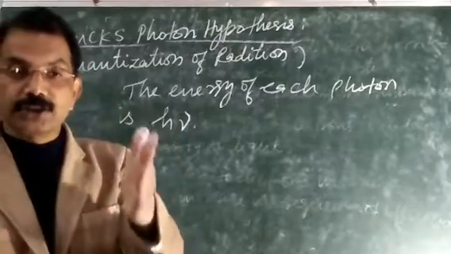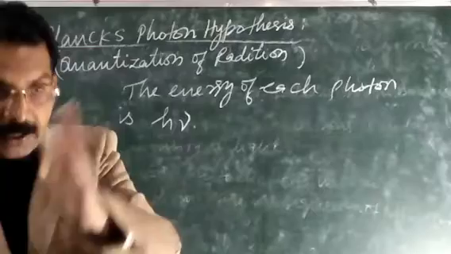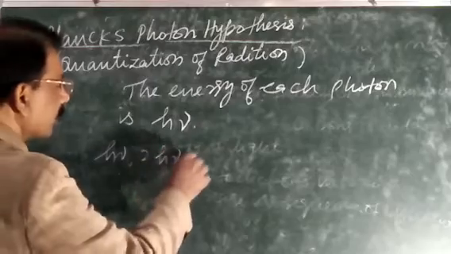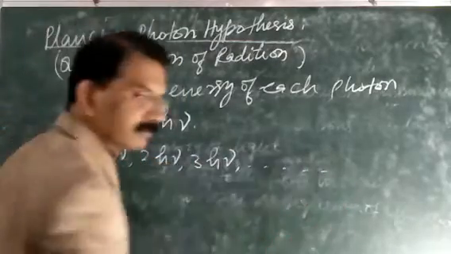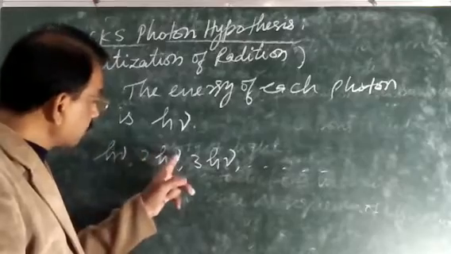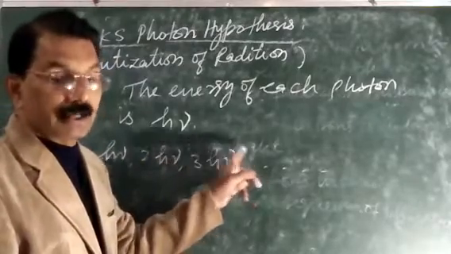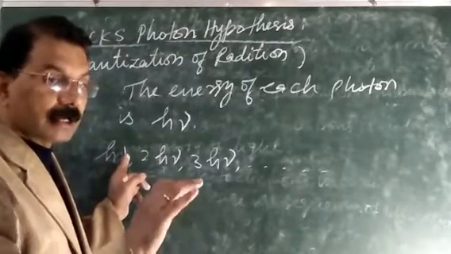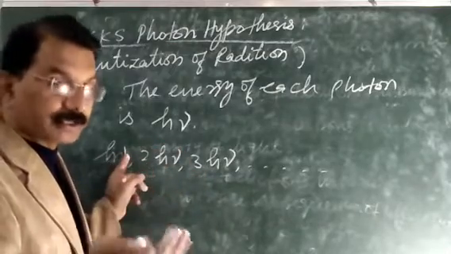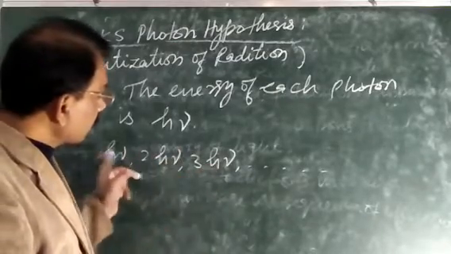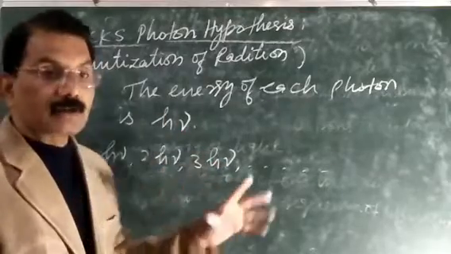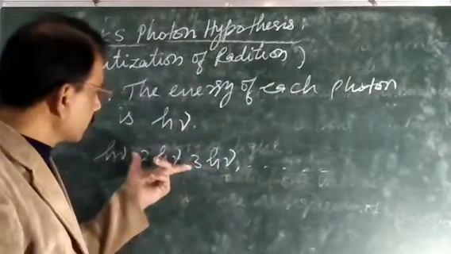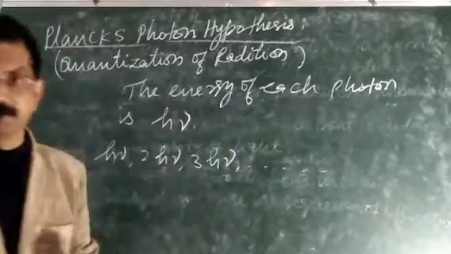So you can say the energy of a photon may be h nu or an integral multiple of h nu. So the energy of a photon may be either h nu, or 2h nu, or 3h nu like this, but not in between. It cannot be 2.5 h nu or 3.5 h nu. It means the energy of the photon may be an integral multiple of h nu. So this property of radiation is called the quantization of radiation. Please also go through your book to find more details about the quantization of radiation.